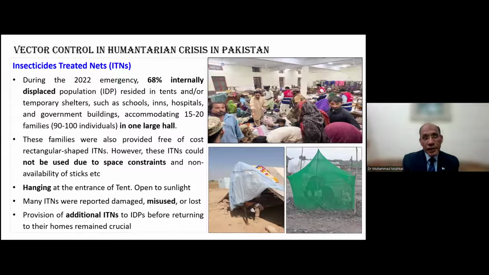after the provision of these bed nets, the people couldn't use them because of space constraints and the non-availability of sticks. You know that in a big hall, when 100 people are living together, they can't install bed nets for the individual family, even though they have the bed nets. So due to this constraint, the people were not using the bed nets despite the fact that they were provided free of cost. And the people who were living in tents also could not install the bed nets, or rather they just hung the bed net at the entrance of the tent in the open sunlight.